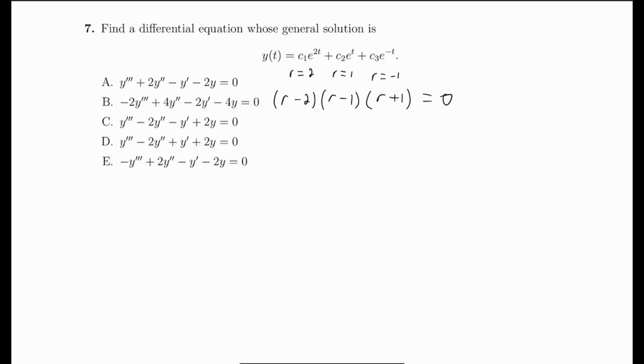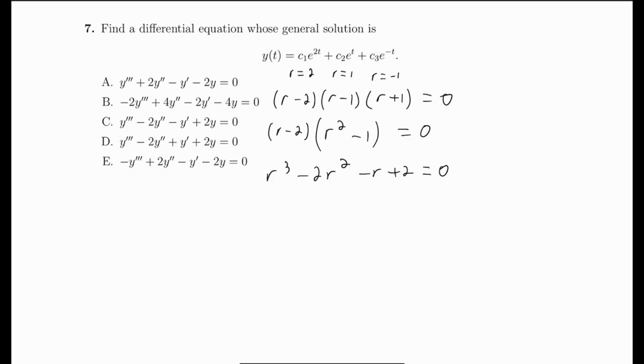We'll start with the first two terms and get r squared. Actually, we'll start with the second two because we have the difference of squares. So we'll have r minus 2 times, and that'll become r squared minus 1. And then multiplying this, you'll get r cubed minus 2r squared minus r plus 2.